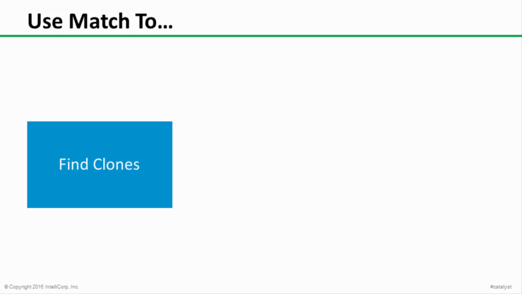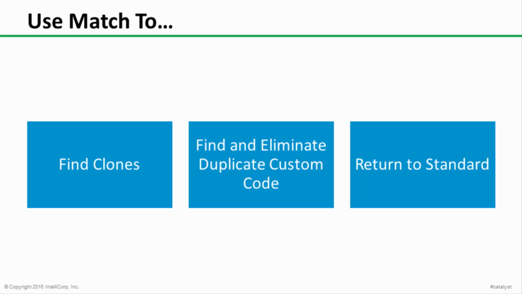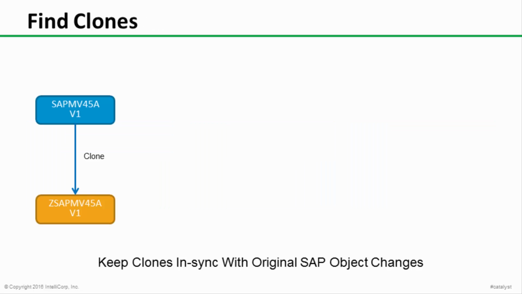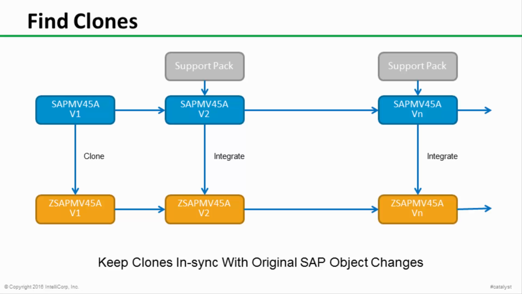Match answers three questions. What SAP objects have we cloned? Where is the duplicate custom code? And can we return to standard? Clones are custom objects derived from SAP objects. For example, we may have cloned an SAP program so that we can fill in a functional gap based on our unique business requirements. It's important to keep clones in sync with the original SAP objects as they are changed, say as part of a support pack upgrade.